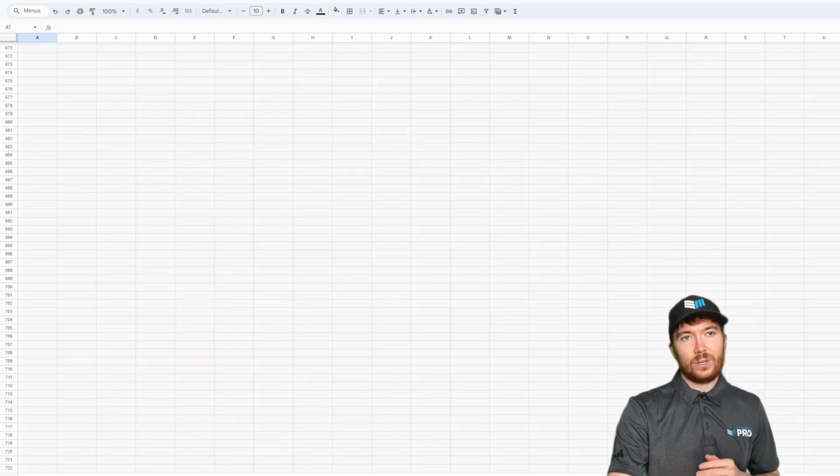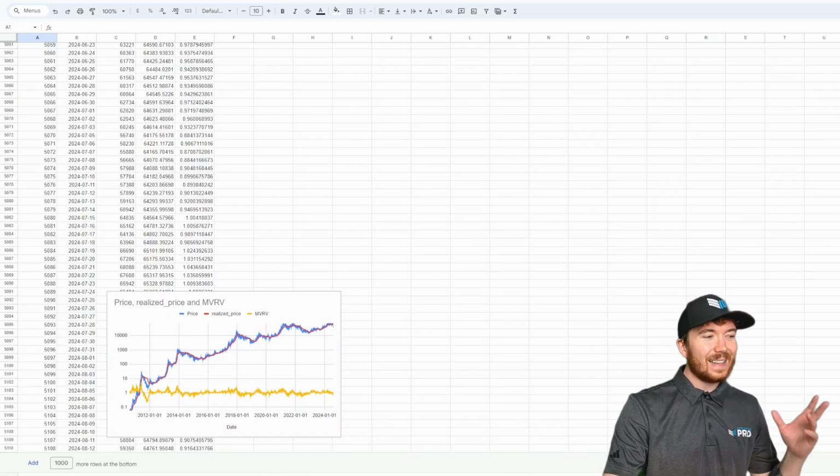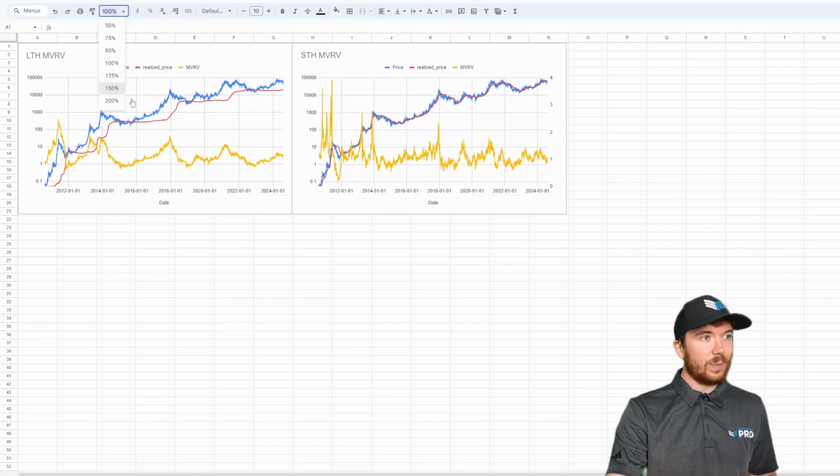And I've done the same thing for the short-term holders. If we just scroll down all the way here, we can see a very similar chart. But to make it look a little nicer, I've just collated these in a separate sheet and I can zoom in so we can see them all a bit clearer.